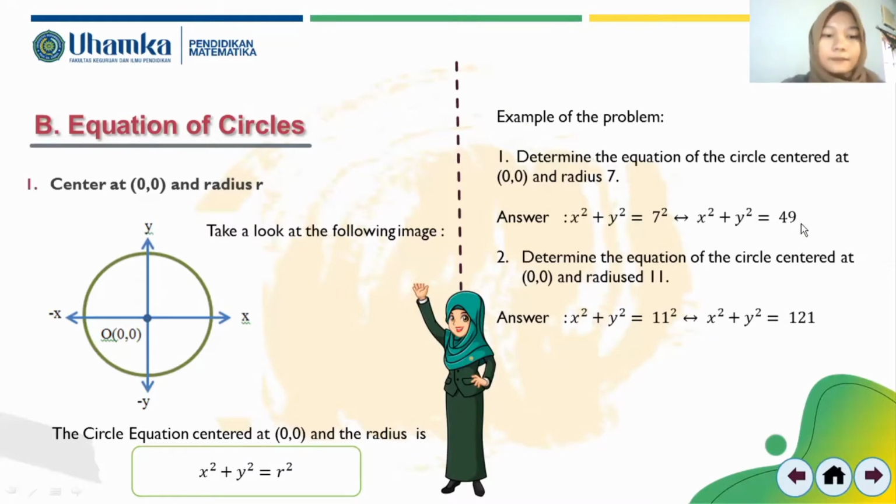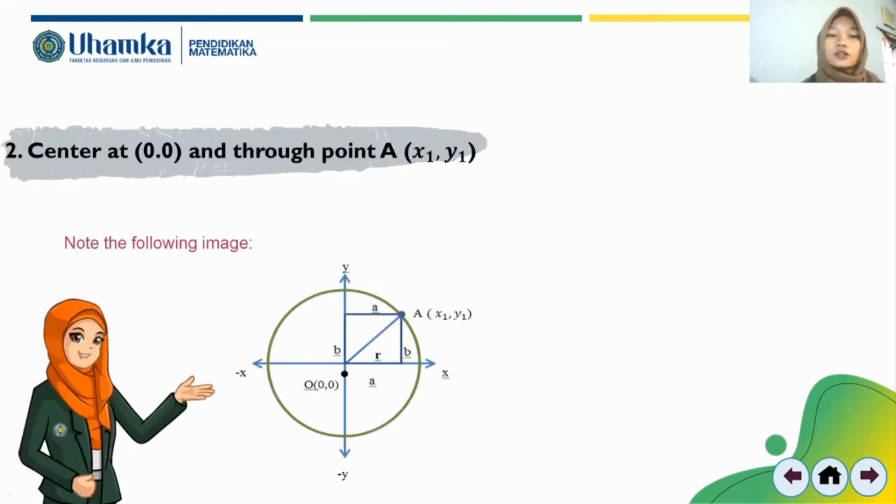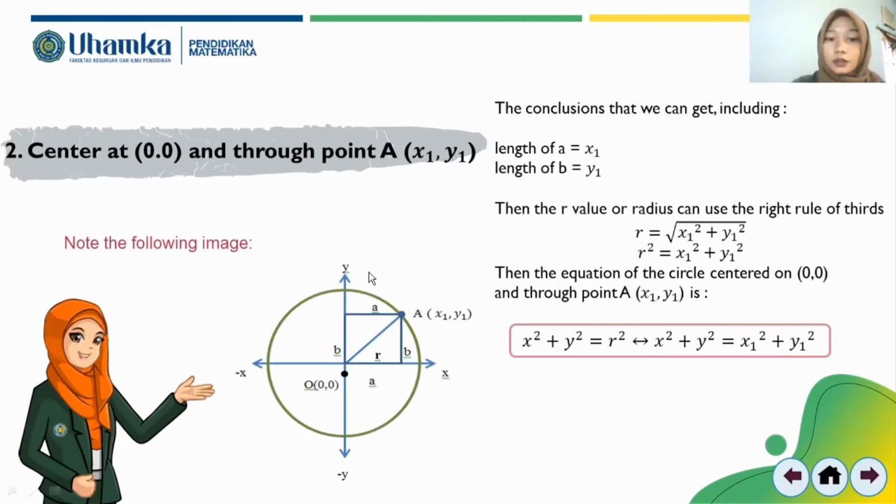Center at O(0,0) and passing through the point (x1, y1). Note the following image. So we can see that this is the r, this is the center O(0,0), a, b, a, x1, y1.